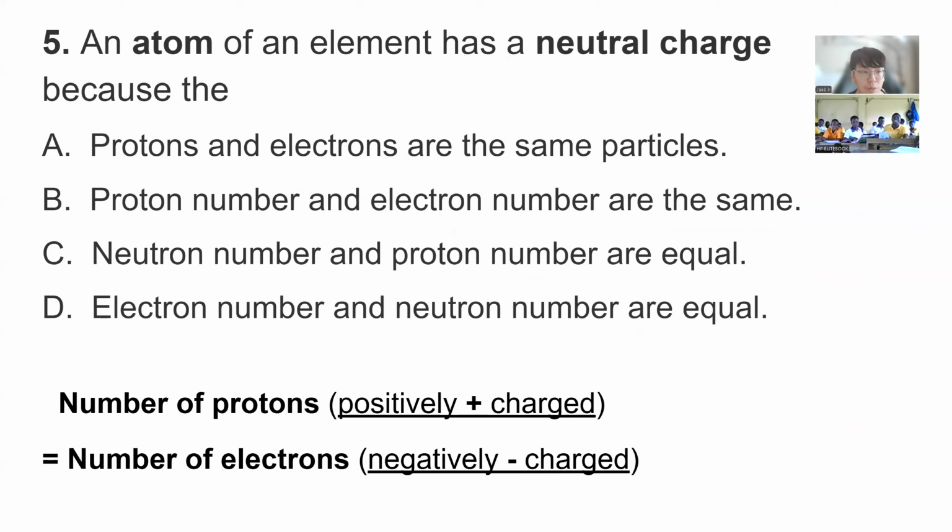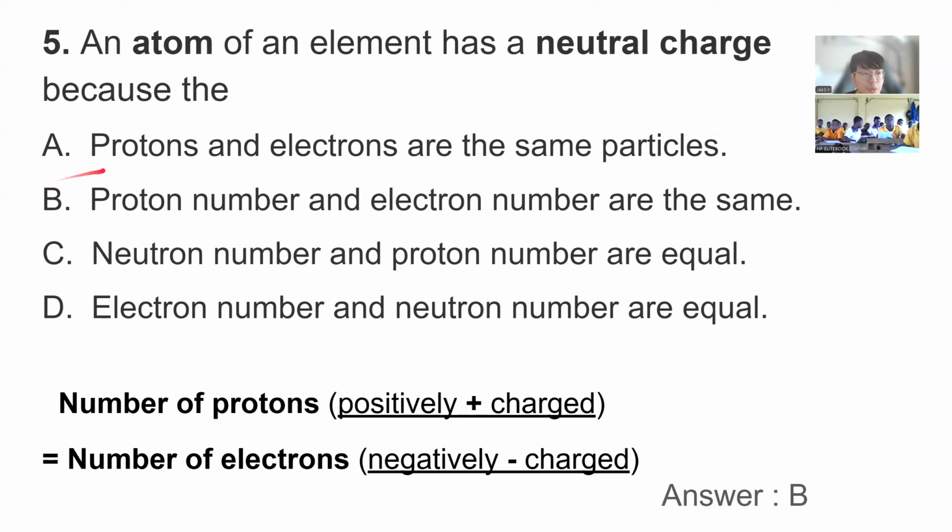Now let's move on to the fifth question, which is: an atom of an element has a neutral charge because, is it protons and electrons are the same particles, proton number and electron number are the same, or neutron number and proton number are equal, or is it because the electron number and neutron number are equal? A.